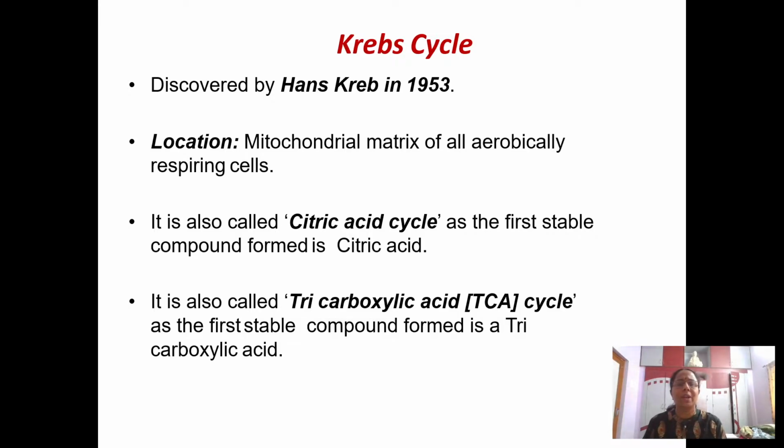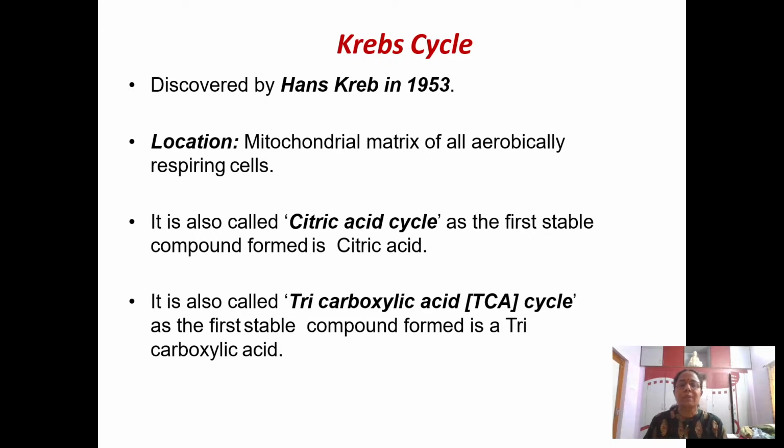Most of our energy comes from this Krebs cycle, so it is a very important cycle. All the reactions of this Krebs cycle take place in the presence of oxygen. It was discovered by Hans Krebs in 1953, for which he was awarded a Nobel Prize. And where does this take place? This takes place in the mitochondrial matrix of all aerobically respiring cells.